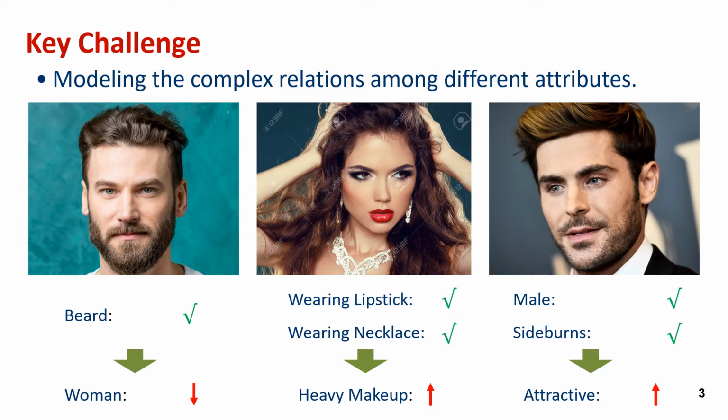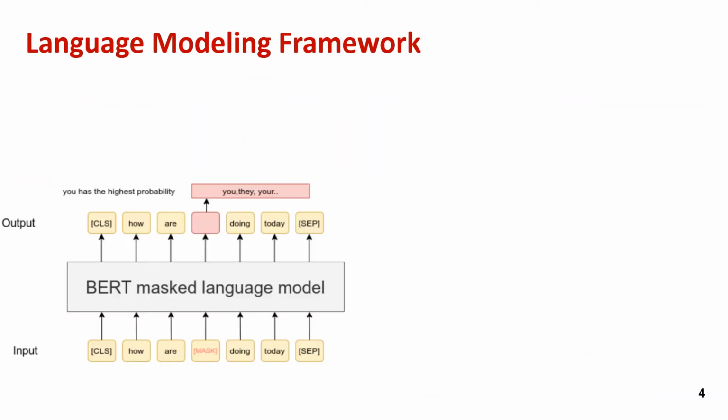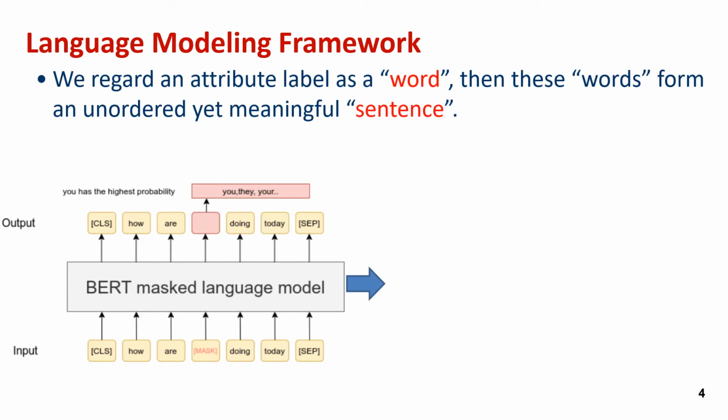For the first time, we propose a language modeling framework for multi-attribute learning to model complex sample-level attribute correlations. Let's first see how NLP learns complex relations. As a representative work, BERT utilizes a masked language model to capture the word co-occurrence and language structure. Inspired by the success of BERT, we regard each attribute label as a word, which describes the current state of the sample from a certain point of view.